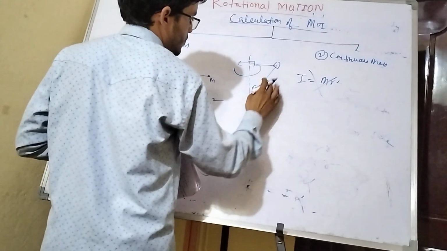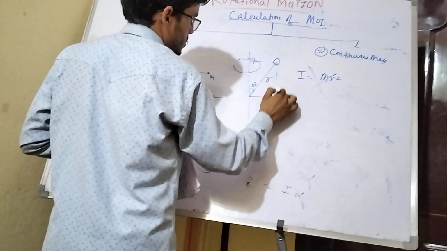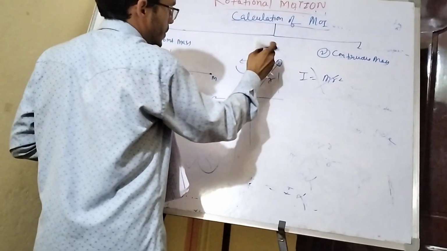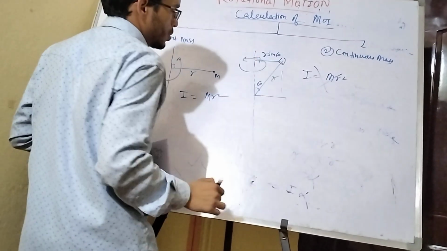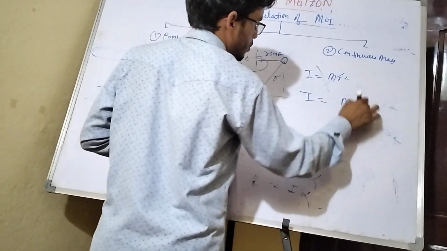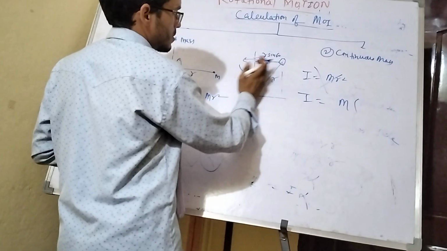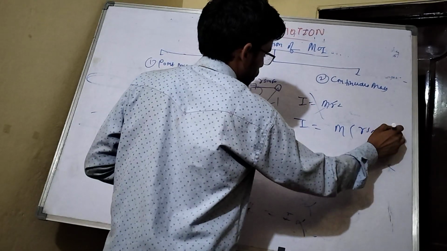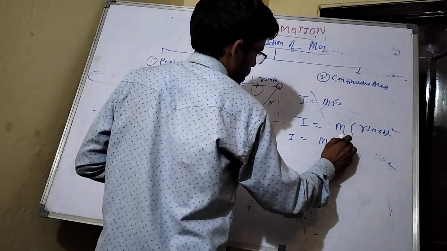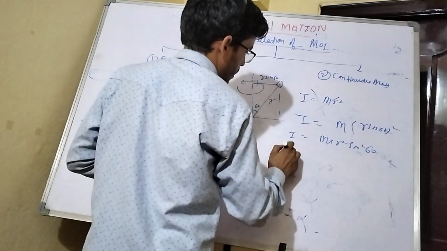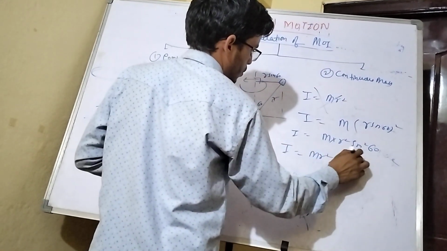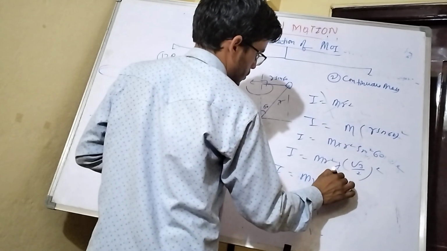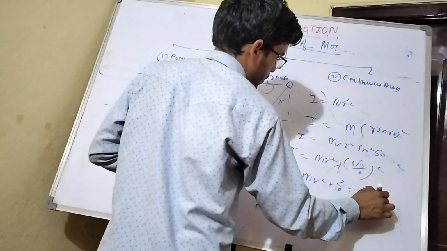The perpendicular distance will be, if this is r, this will be r cos 60 and this will be r sin 60. So this length will be r sin 60. So you can write moment of inertia equals mass into the perpendicular distance from the given axis to the particle. This will be m into (r sin 60) whole square, which is m r square sin square 60. Finally you get m r square into (root 3 by 2) whole square. Finally moment of inertia equals m r square into 3 by 4. So you can write 3 by 4 m r square.